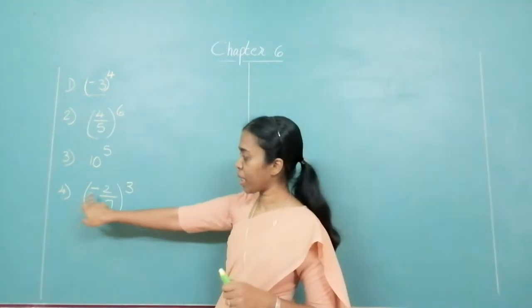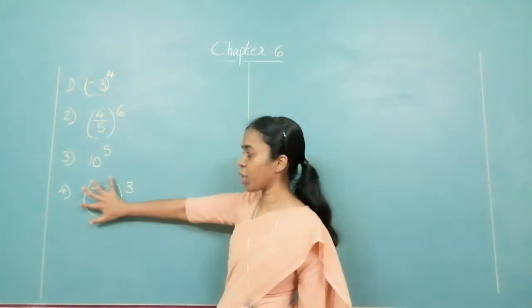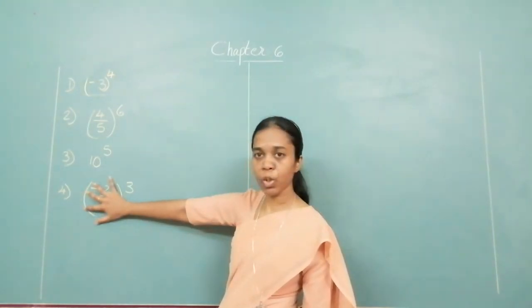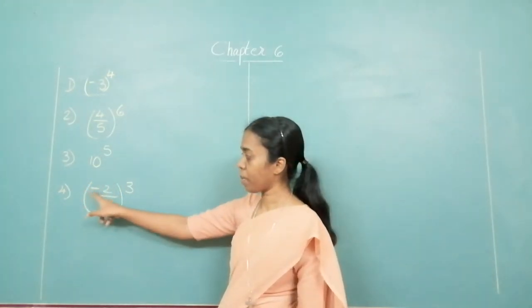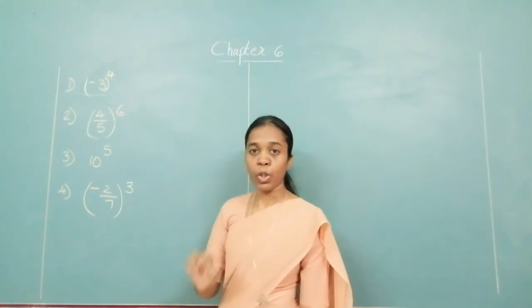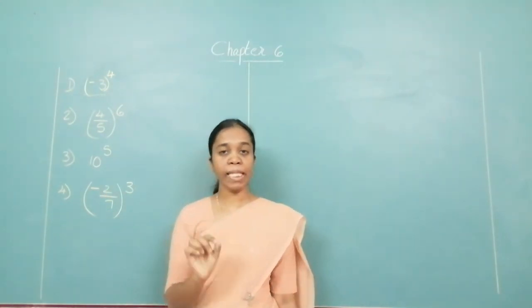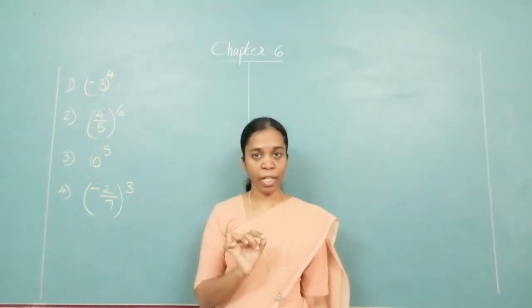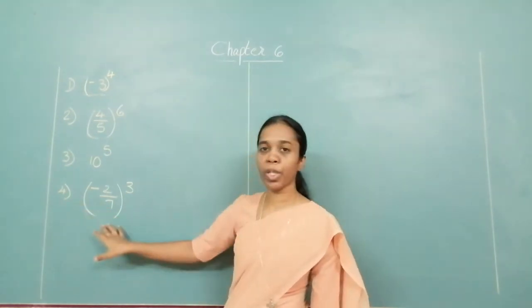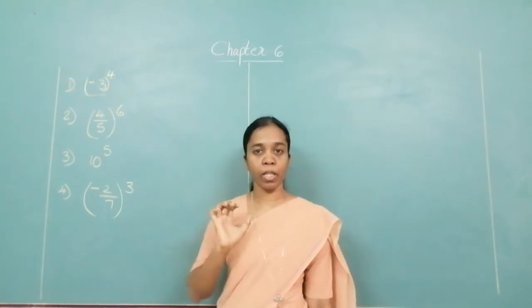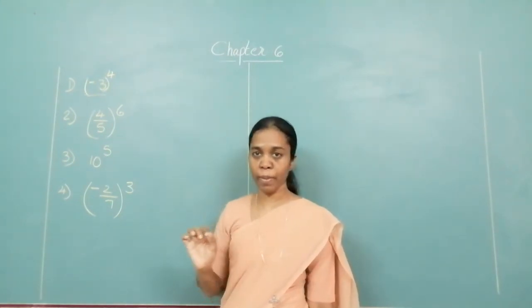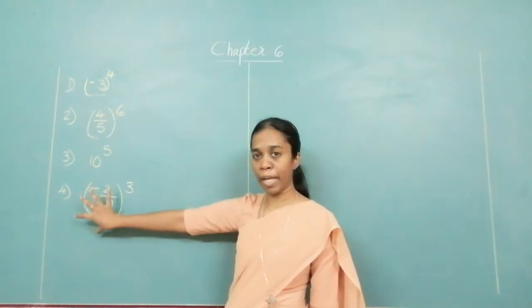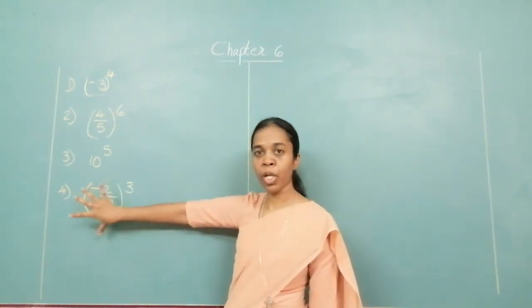Please remember, if there is a minus sign, that also is included in the base. So this entire thing is known as the base. So what is my base? Minus 2 upon 7. So if the base is a fraction, or if the base includes a negative sign, please make sure that you put it in a bracket so you don't get confused over it. So if it is a fraction and you have a minus sign, please put it in a bracket so the entire thing becomes your base.